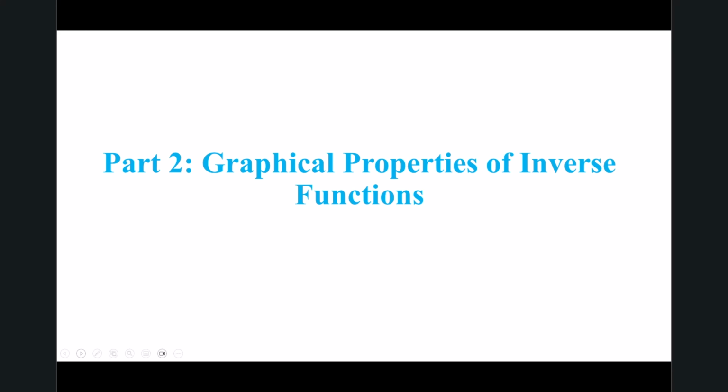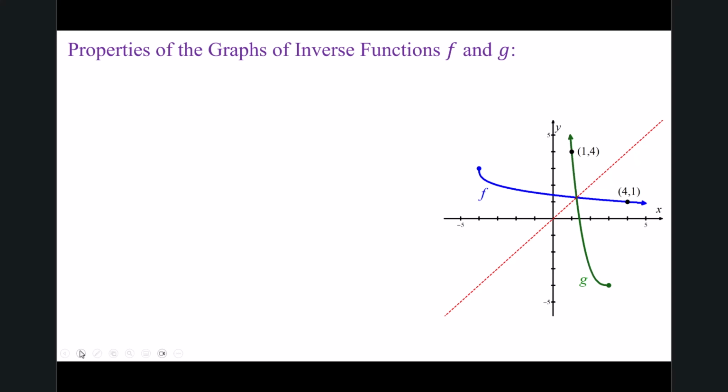Part 2, Graphical Properties of Inverse Functions. Properties of the graphs of inverse functions f and g. So let's look at this graph. We have the blue graph represents f and the green graph represents g.